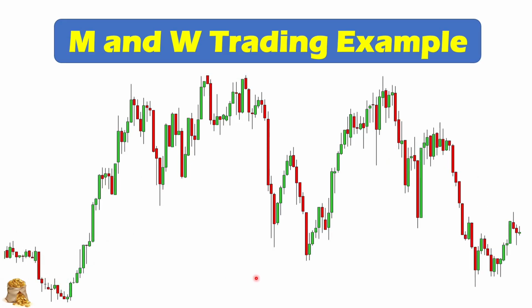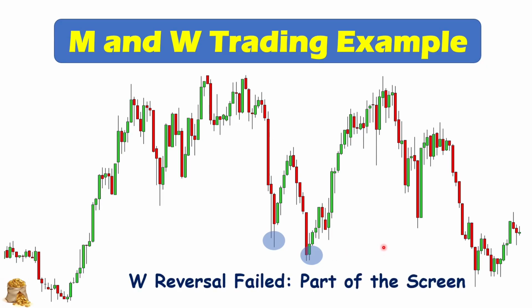In this example, we can see there's a double bottom here. However, this double bottom is part of the whole trading range. It is not at the end of a trend, and it is not at the start of a trend. So that's why this double bottom failed to go up even further. So you can see that the whole day is a trading range.